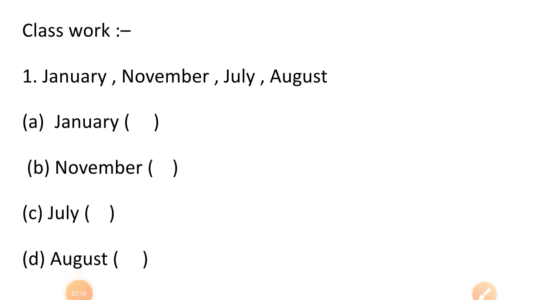Classwork. Question 1. January, November, July, August. Option A, January. Option B, November. Option C, July. And option D, August. Students, in the given months, January, July and August have 31 days, while November month has 30 days. Hence, the odd word November is the right answer.